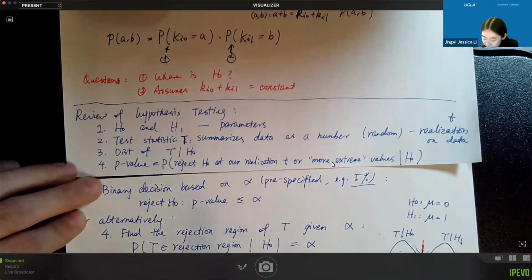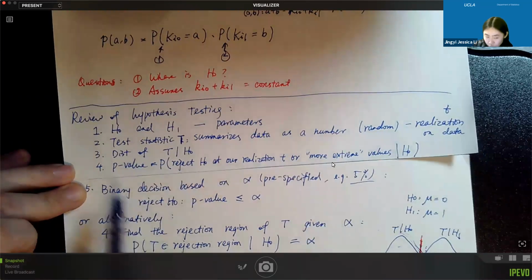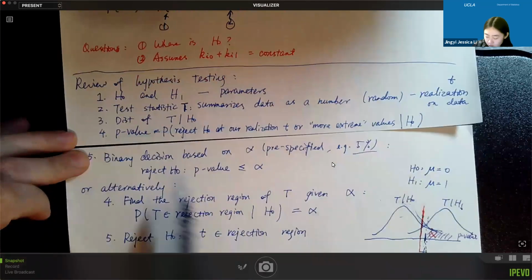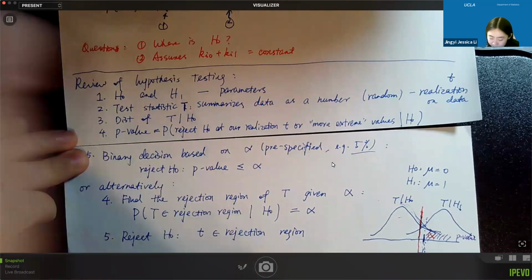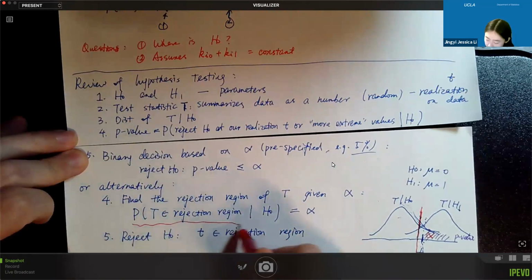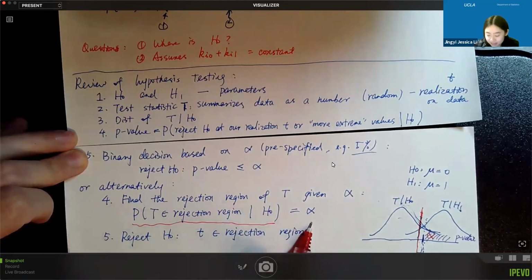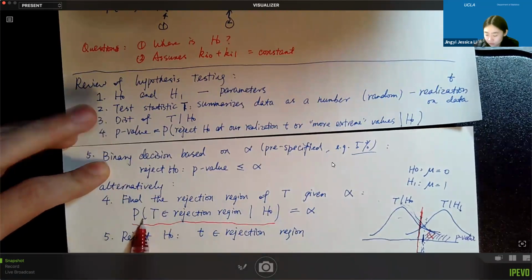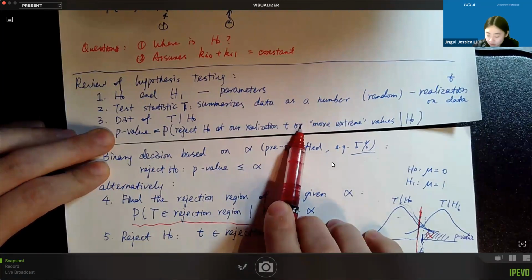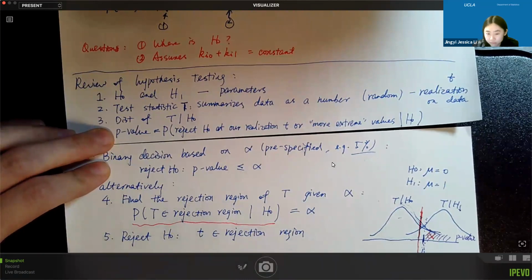Okay, so coming back to this review, one last thing I want to say is, after presenting those two alternative ways of making decisions about hypothesis testing, now you can say that this probability, the probability of making a rejection given the rejection region you set, which is set equal to alpha, is not equal to the p-value. They are different things, because the p-value depends on your realization, while the rejection region does not depend on your realization. It's just determined by alpha.